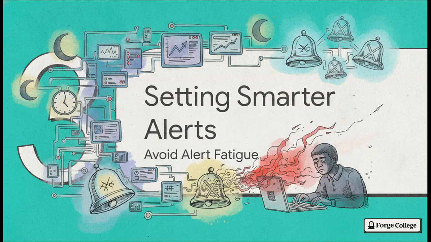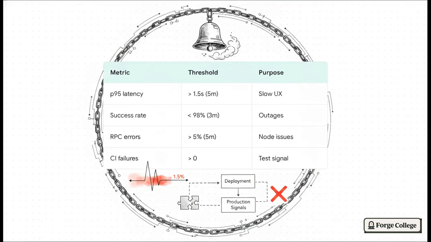All right, on to Section 3, setting smarter alerts. Now here's your initial calibration matrix. We are keeping these thresholds purposefully conservative at first. Why? Because we only want your phone blowing up when there's a genuine, undeniable fire. For instance, if your P95 latency stays over 1.5 seconds for 5 solid minutes, that completely tanks the user experience, so we flag it.